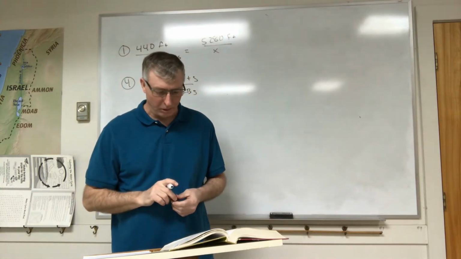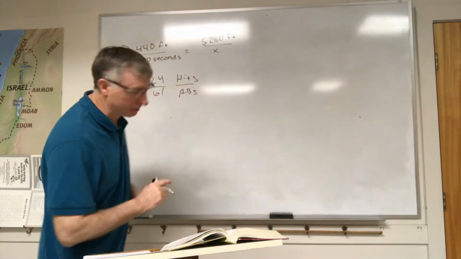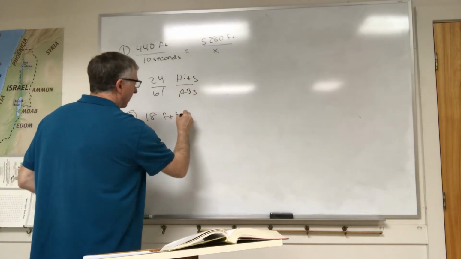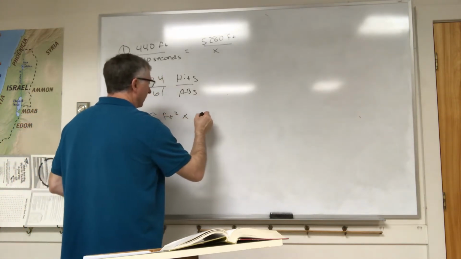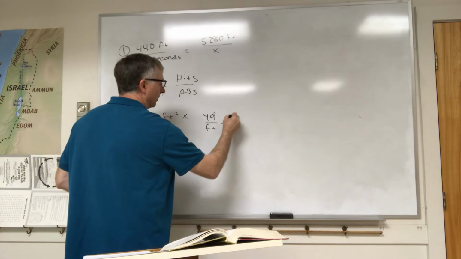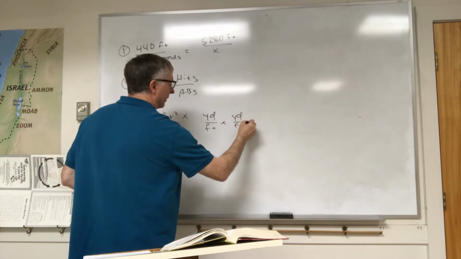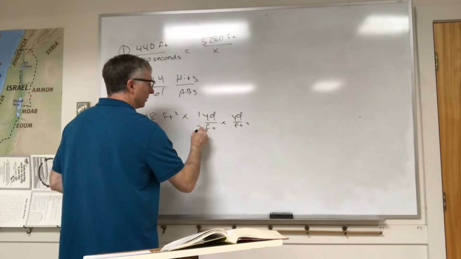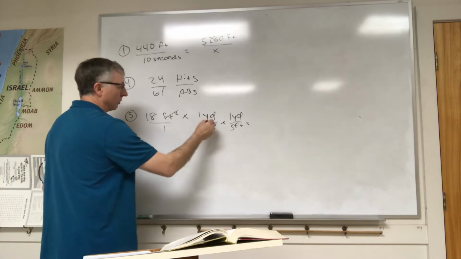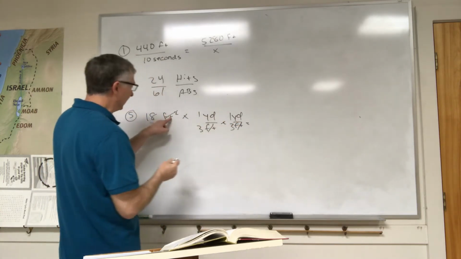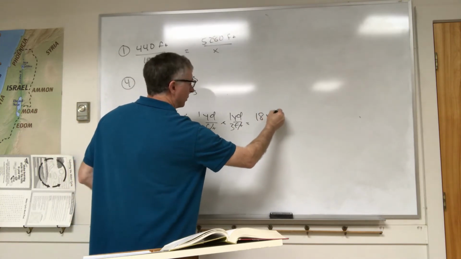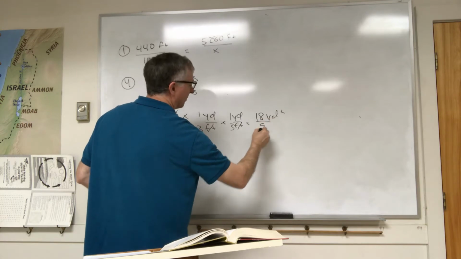Number 5, use 2 unit multipliers to convert 18 square feet to square yards. So 18 square feet, and we're going to go to square yards. I need to do this twice, so yard over feet times yard over feet, right? One yard is 3 feet, 1 yard is 3 feet. This goes over 1, and then the feet cancel, because foot times foot is foot squared. And so I have 18 yards squared divided by 9.